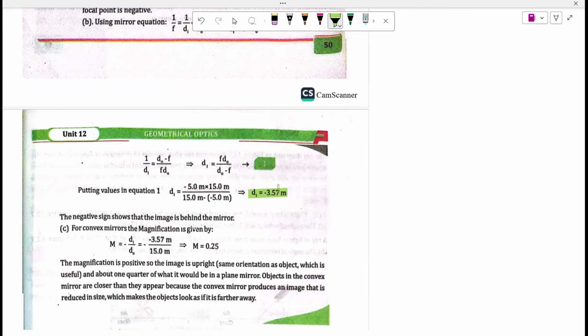Then later on, magnification is asked in the last part. So magnification is given by distance of image over distance of object. The distance of image was 3.57 and the object distance was 15. And here we didn't add the negative sign. What could be the reason for not adding the negative sign?